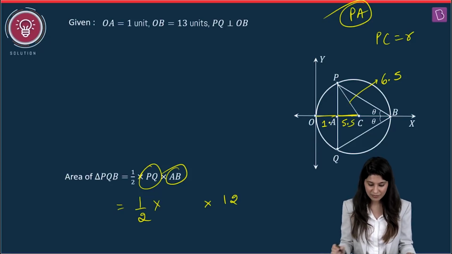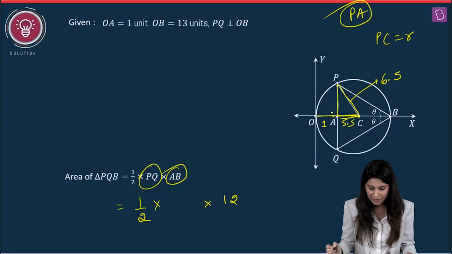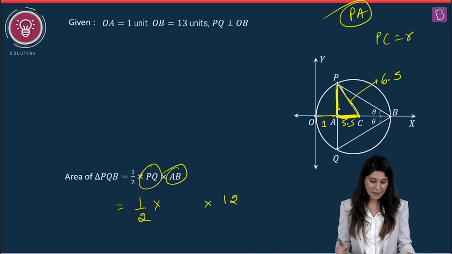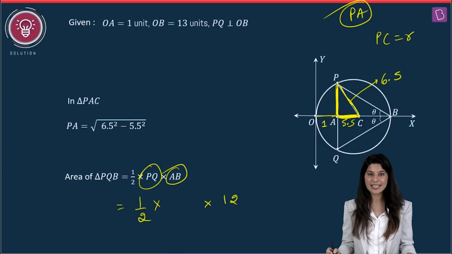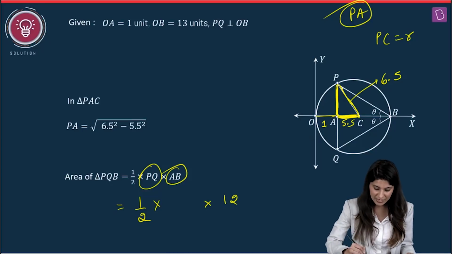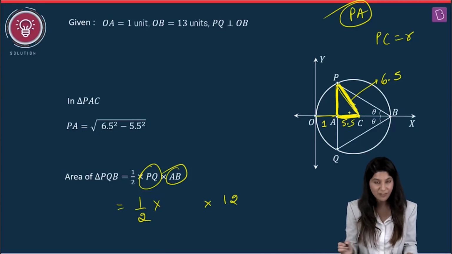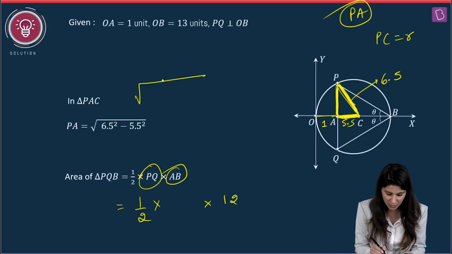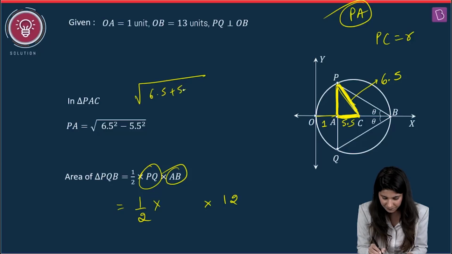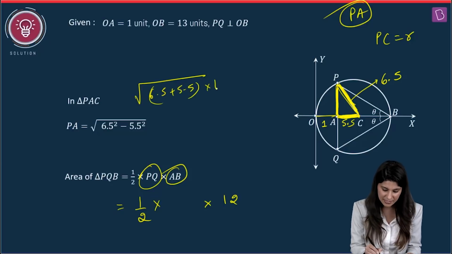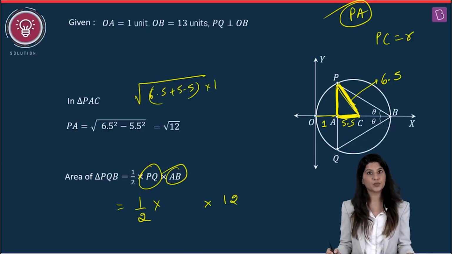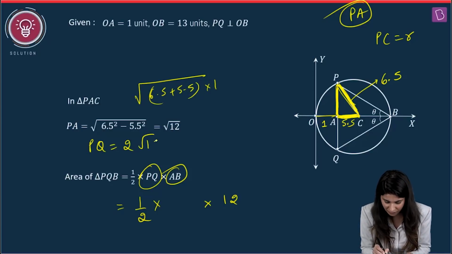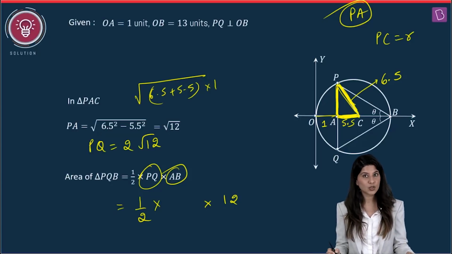OA is 1, AC is 5.5. In this right angle triangle, we know AC, we know PC, we can find PA by applying Pythagoras theorem just like this. PA is equal to square root of 6.5 whole square minus 5.5 whole square. If you solve it, A square minus B square would be A plus B multiplied by A minus B. So that is 12. Square root of 12. This is PA. What about PQ? Twice of PA would be PQ, that is 2 root 12.